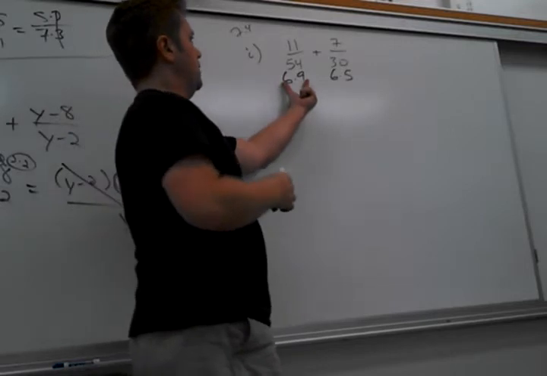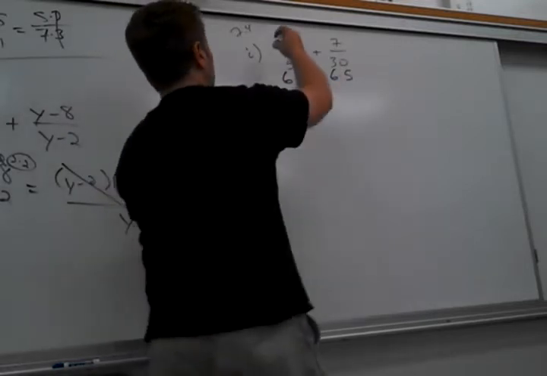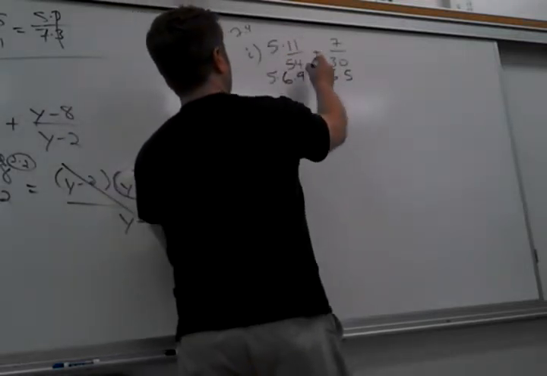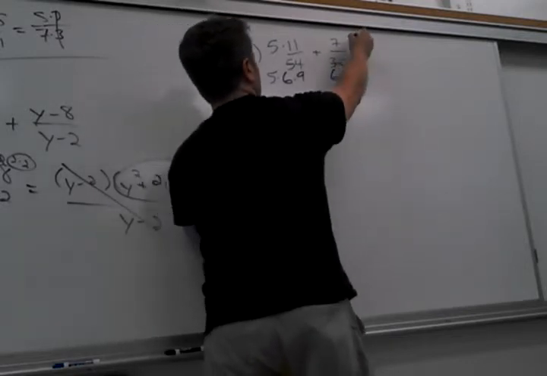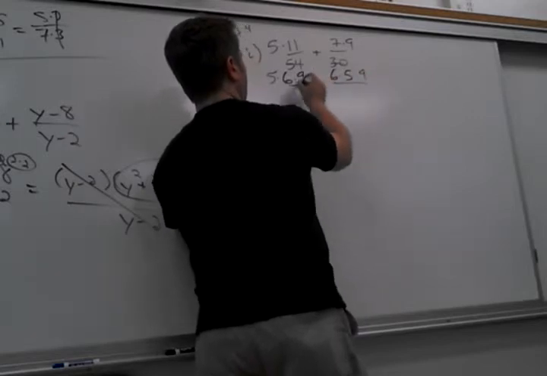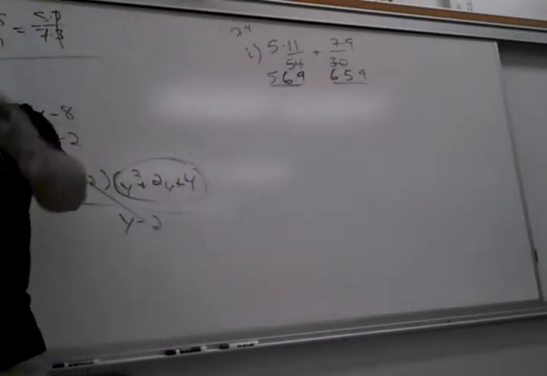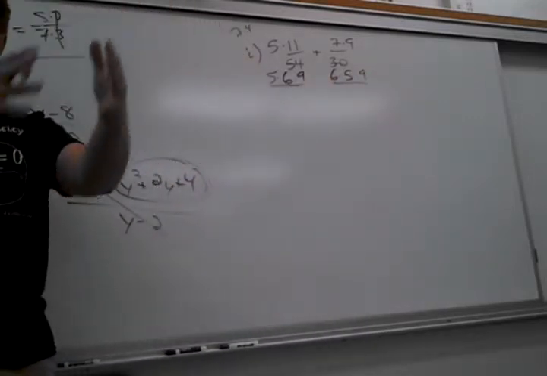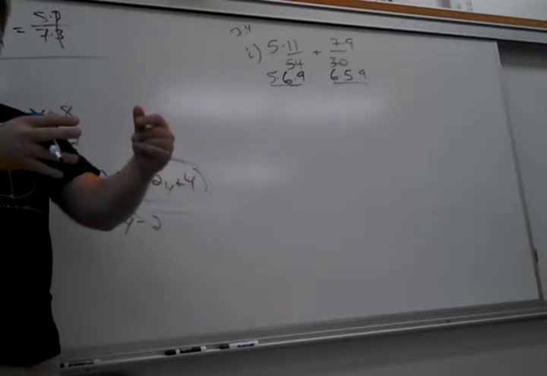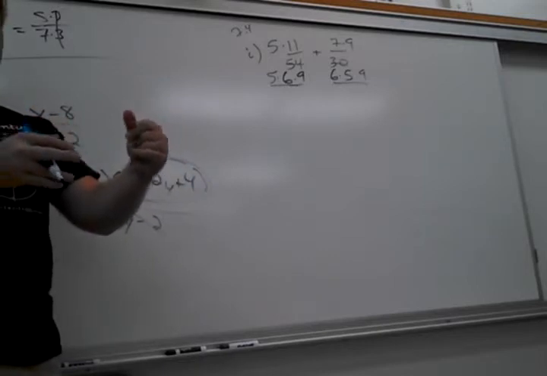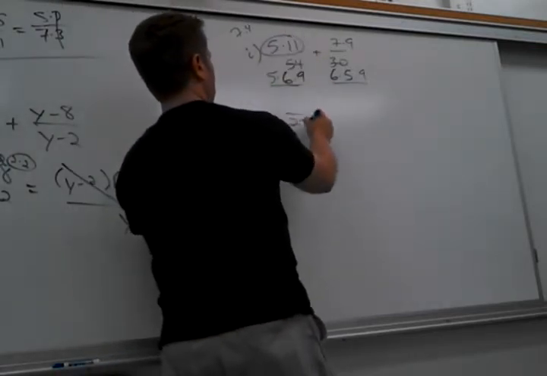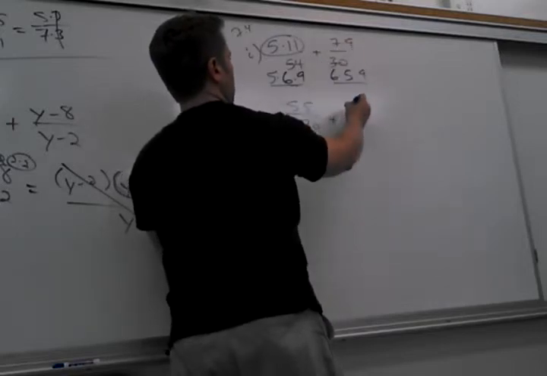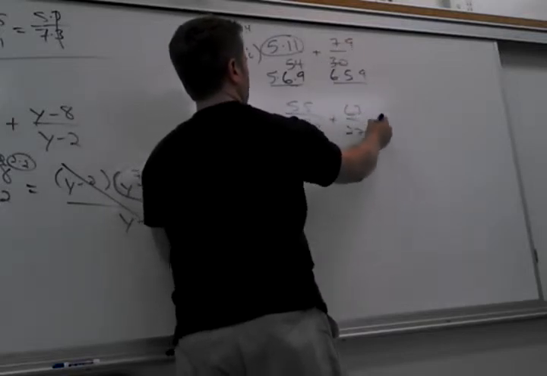What is the bottom of this one missing that the other has? 5. So you multiply by 5. Right? And this one, 6 times 9, what is it missing that the other has? 9. So now they both have the same bottom, don't they? Whatever 5 times 6 times 9 is. And what is 5 times 6 times 9? 5 times 6 is 30, times 9 is 270. Good. So this will be what over 270? 55 over 270 plus 63 over 270.